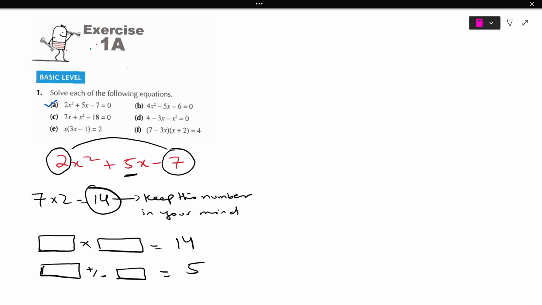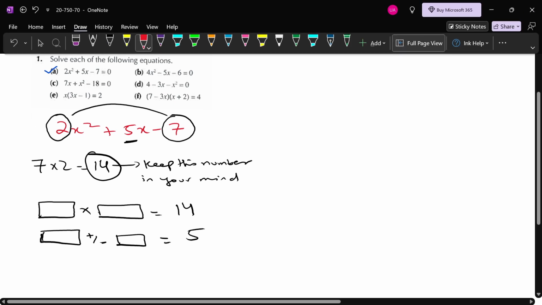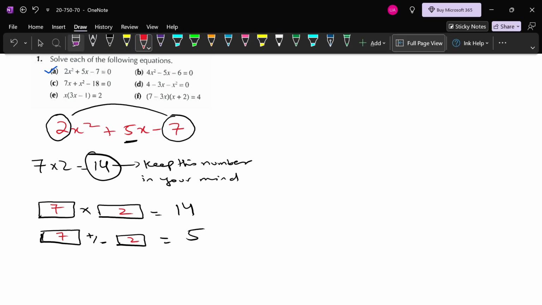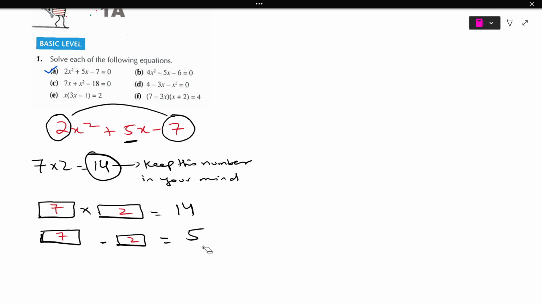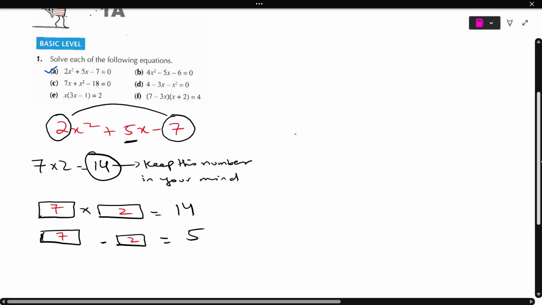Okay, so when I think about these two numbers, I can think of 7 and 2, because 7 times 2 is 14. So two numbers when multiplied will give me 14, that's 7 and 2. And the same numbers should add or subtract to give me my middle term. So yes, 7 and 2 can subtract to give you your middle term, which is 5, right? So the two numbers that I'm looking for are 7 and 2.